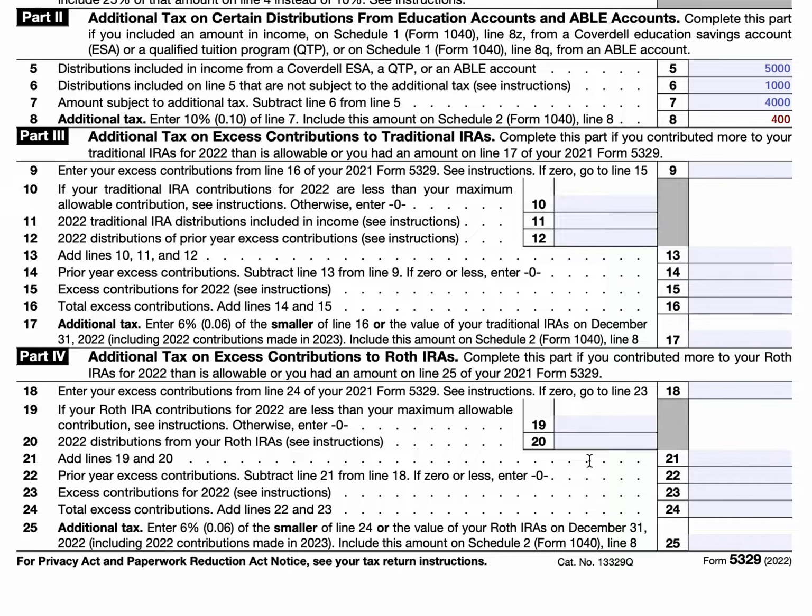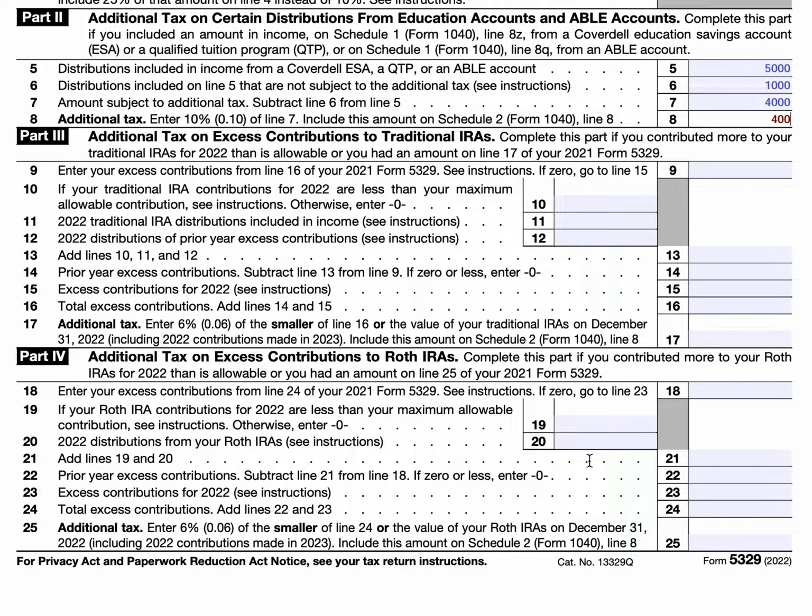Do not include rollovers in figuring your excess contributions. You can withdraw some or all of your excess contributions, and they will be treated as not having been contributed if you make the withdrawal by the due date, including extensions of your tax return, and you withdraw all earnings on the withdrawn contributions and include those earnings in gross income.